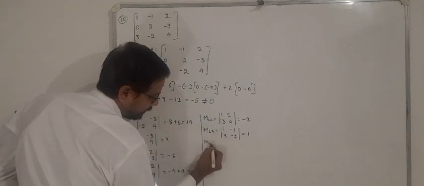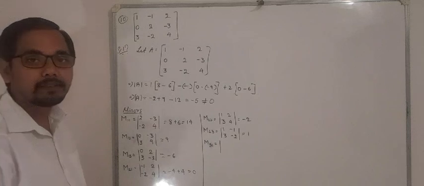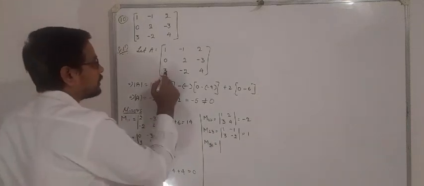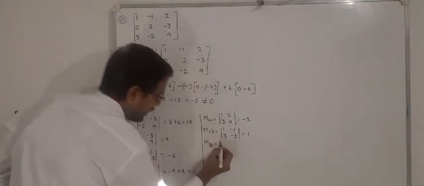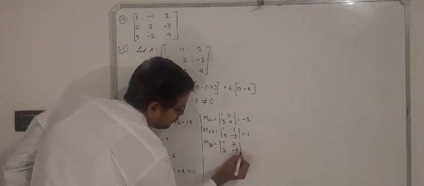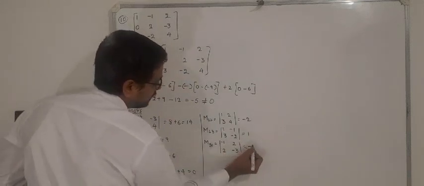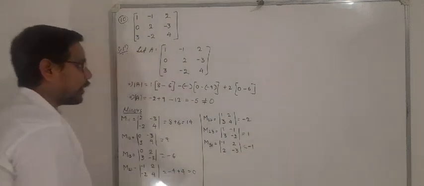m31. m31 is the minor of a31, right? So this is this one. Minus 1, 2, 2, minus 3. So this is minus 1 into minus 3 is plus 3. Plus 3 minus 4 is minus 1.